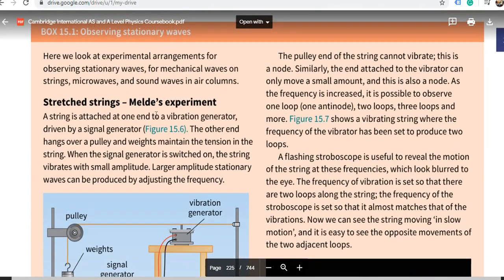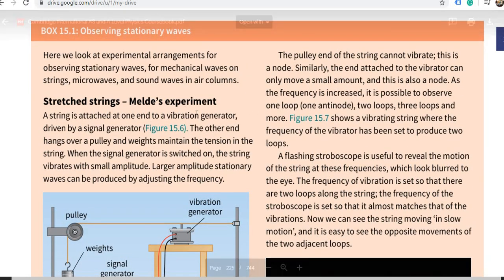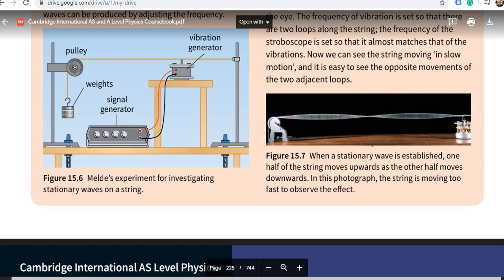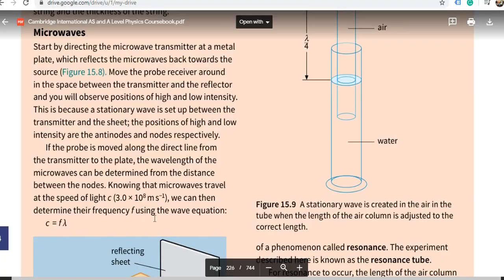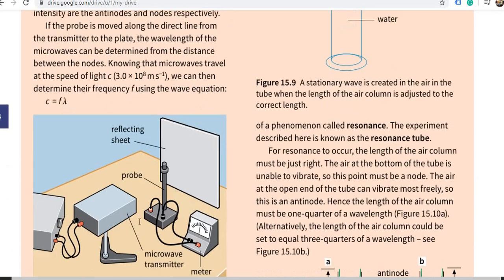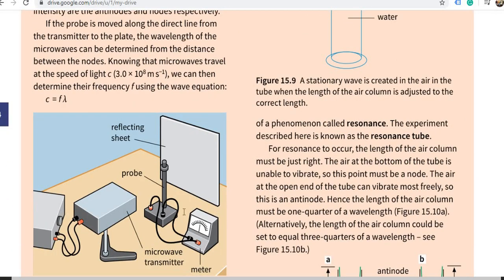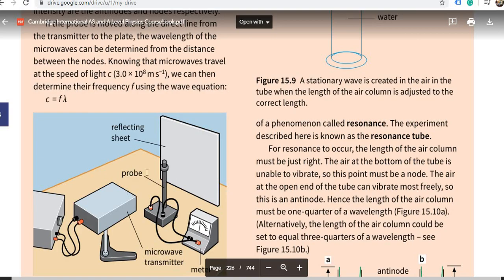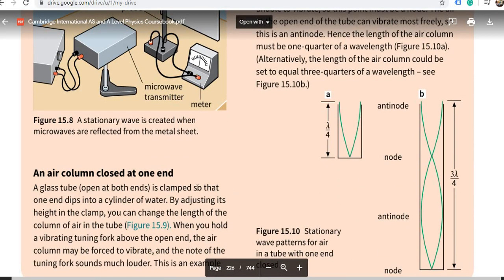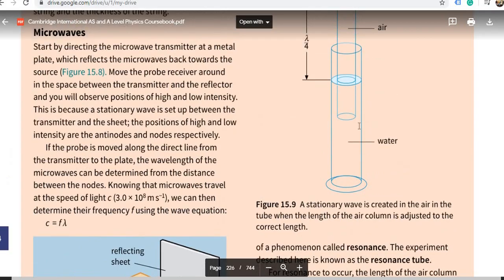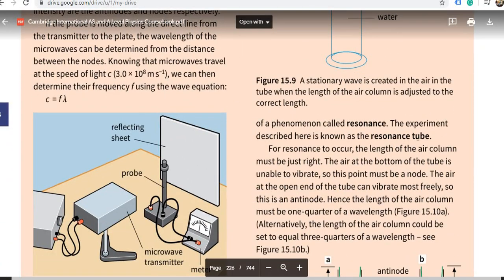Now here we had Melde's experiment. There is a video online, you can Google it and find it. For these also there should be videos. Even using a past paper question, I explained something like this, microwaves getting reflected. Then we have the resonance tube. Even for this there are so many videos online, you can check on YouTube to understand this better. This is called a resonance tube.